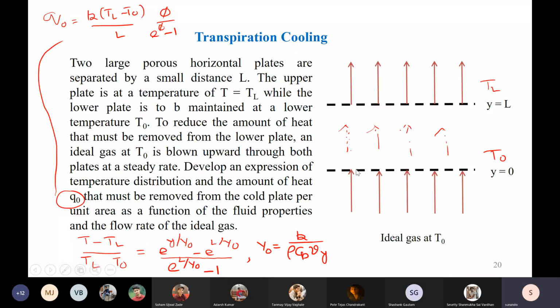This is the problem that I gave you the answer to, and I explained what the problem is. There was some small flow of an ideal gas through the intervening space in between two porous plates, and you were asked to calculate the temperature distribution as a function of the flow rate of the gas, its temperature, the thermophysical properties, and so on.